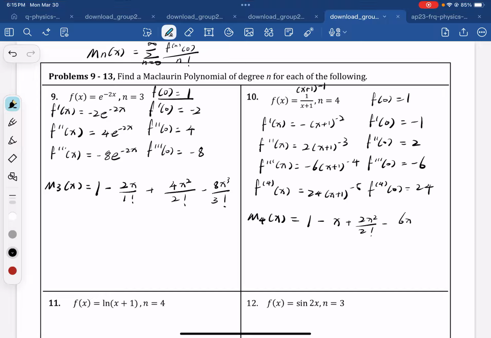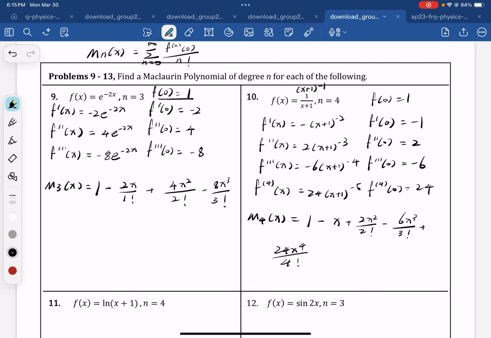And notice that you don't have to simplify during the AP exam for Taylor or Maclaurin series or polynomial, because that's a policy. You don't have to simplify that. That's it.